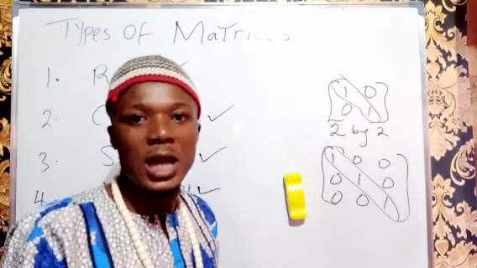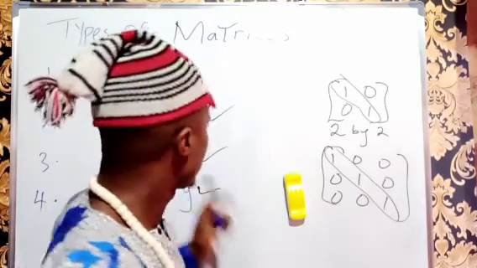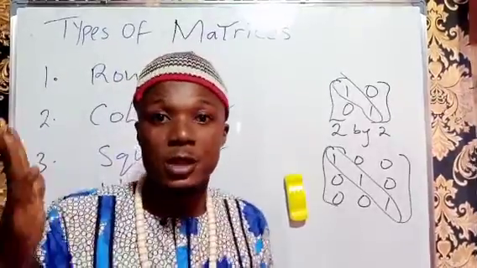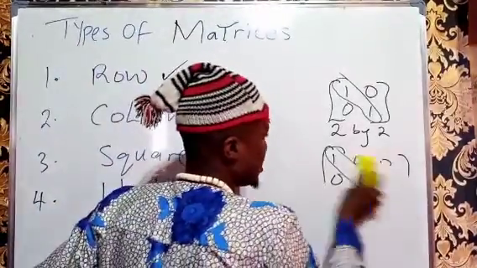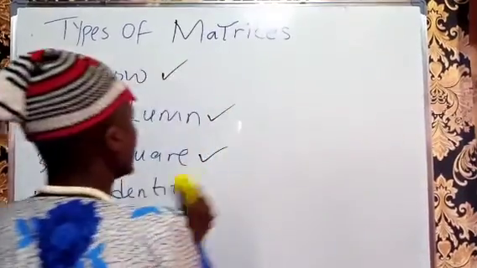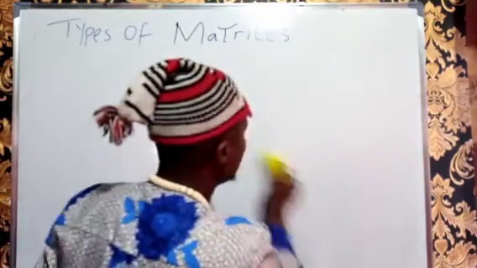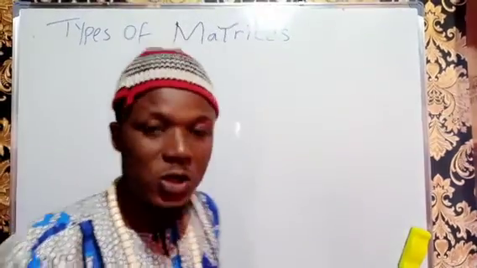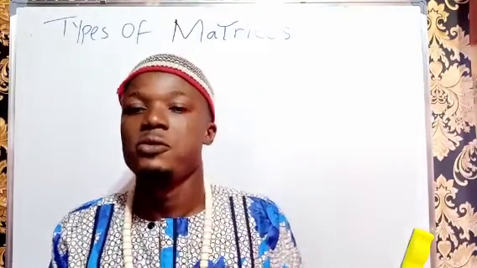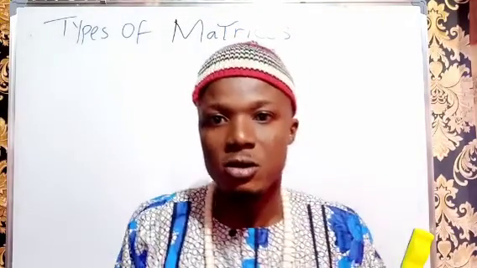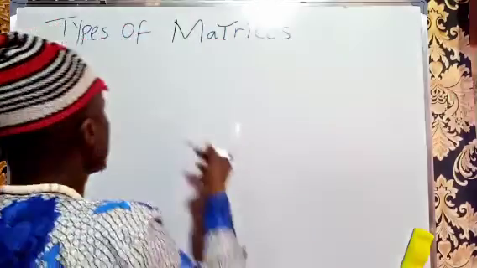We still have the singular and non-singular matrix. We have the diagonal matrix, etc. There are a lot of them. But today, let's just concentrate on these 4 types of matrices. Now, having known the meaning of a matrix, let us go into the operations in matrix. Under the operations in matrix, we have addition, subtraction, multiplication, and inverse. So let's take the addition and subtraction of matrices.